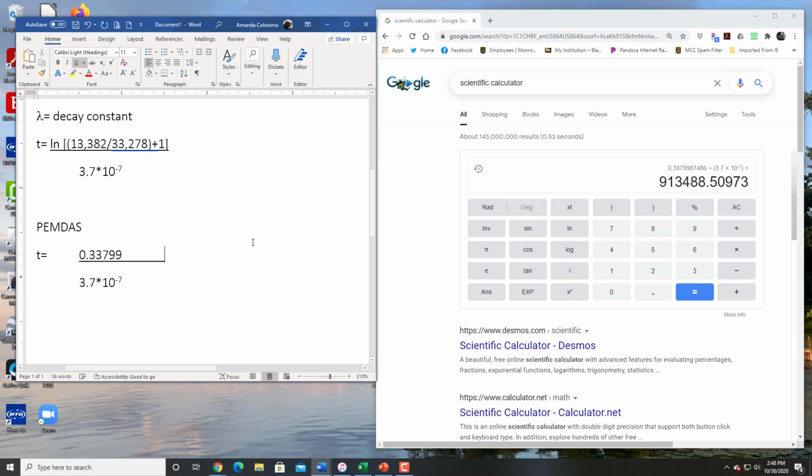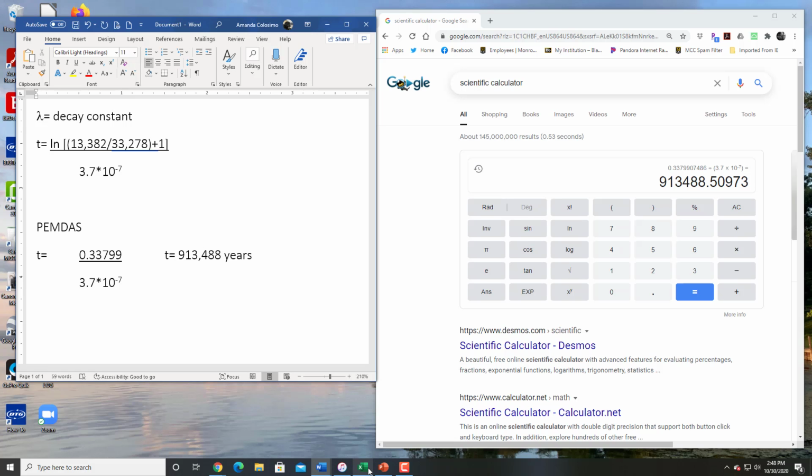The age of my sample, which is T. T equals 913,488 years. So my ash flow that I just collected has a radiometric age of 913,488 years. Now I want you to know that based on how many digits your calculator goes out to, you may or may not get this exact same answer if you were to use Excel. But they will be in the same ballpark, and that is what's important. It's a function of when the calculator you're using is rounding.